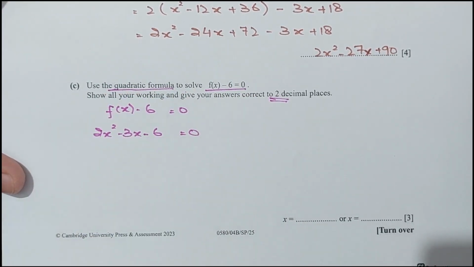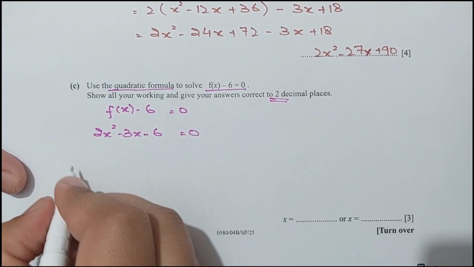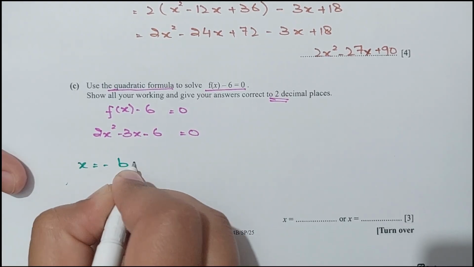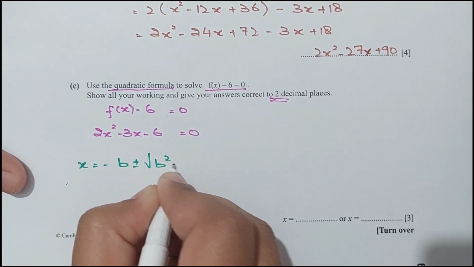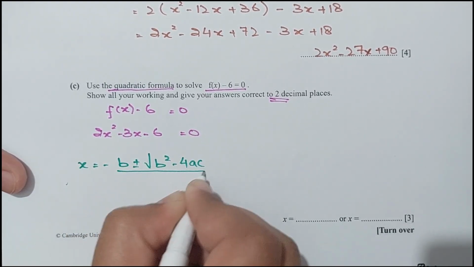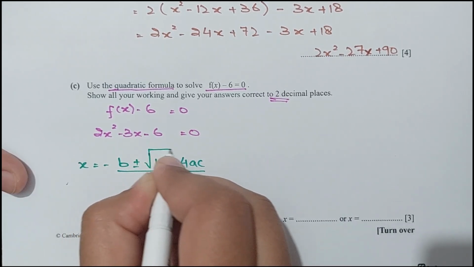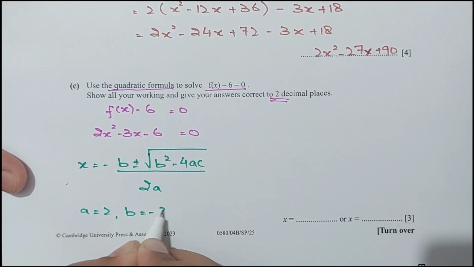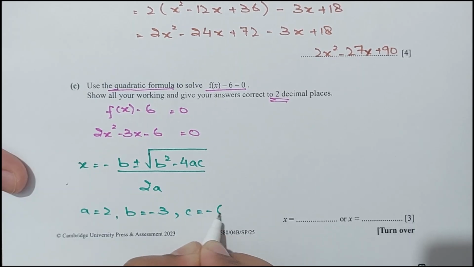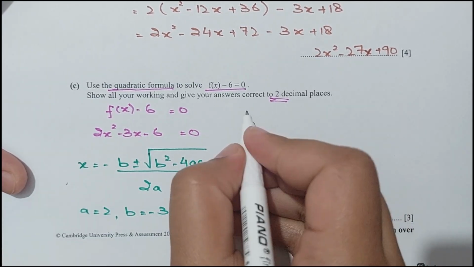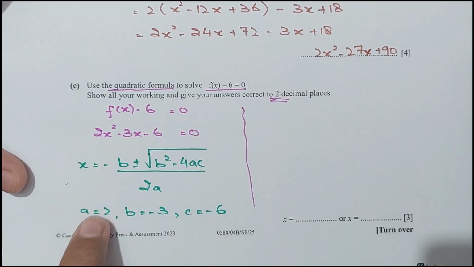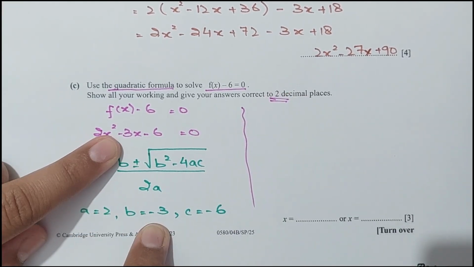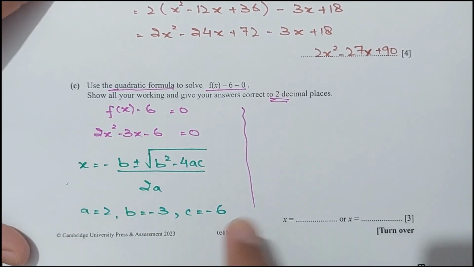So the quadratic formula is x equals minus b plus minus square root of b square minus 4ac, divided by 2 times a. So what is my a? a is 2, b is negative 3, and the c value is negative 6. All right. Now substitute the values into the formula. a is the coefficient of x square, b is the coefficient of x, and c is the constant term, right?